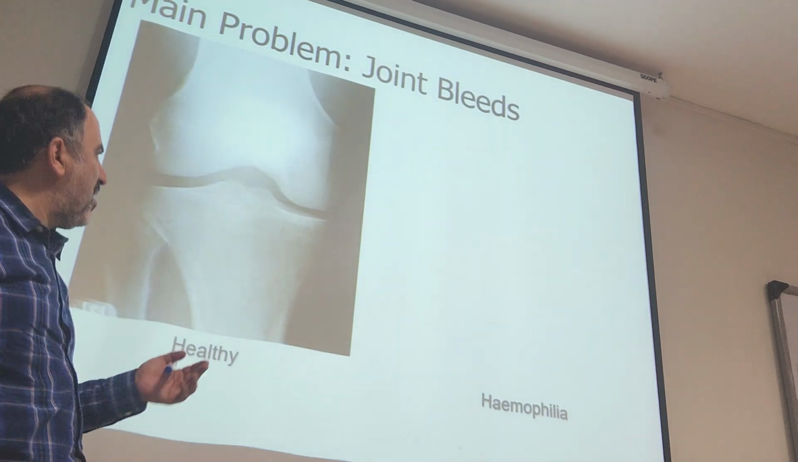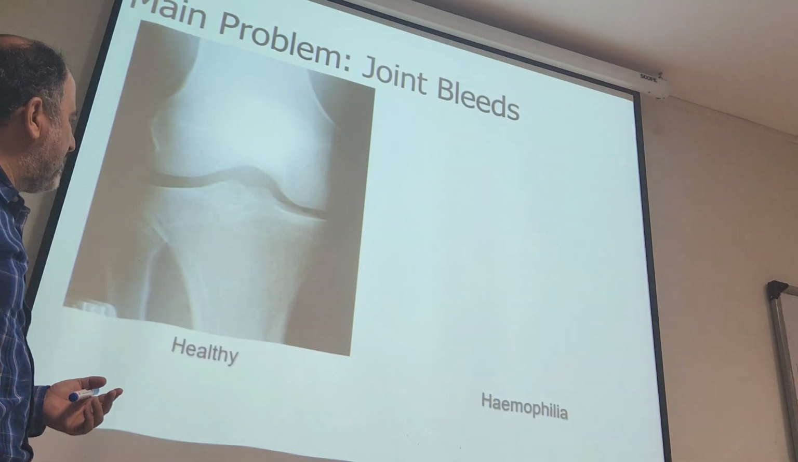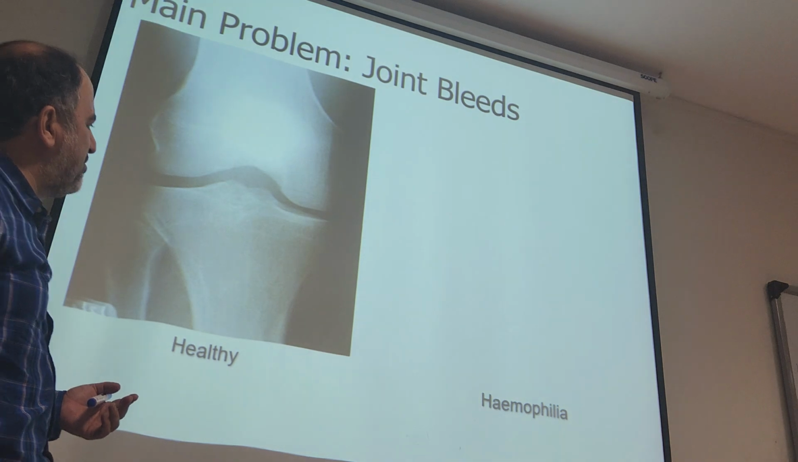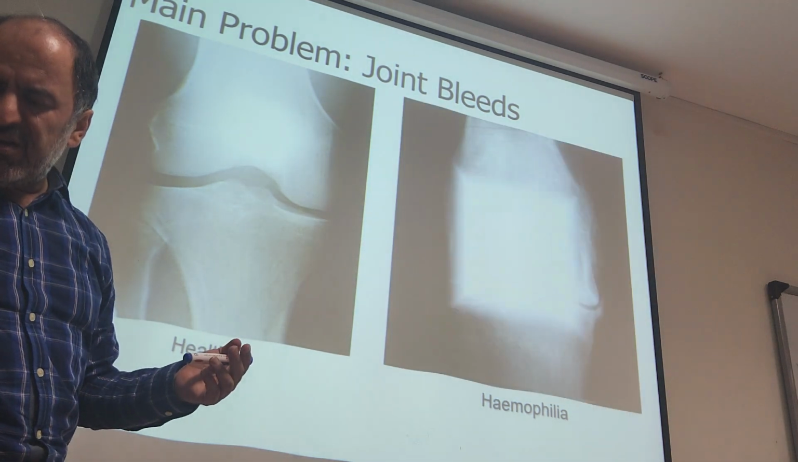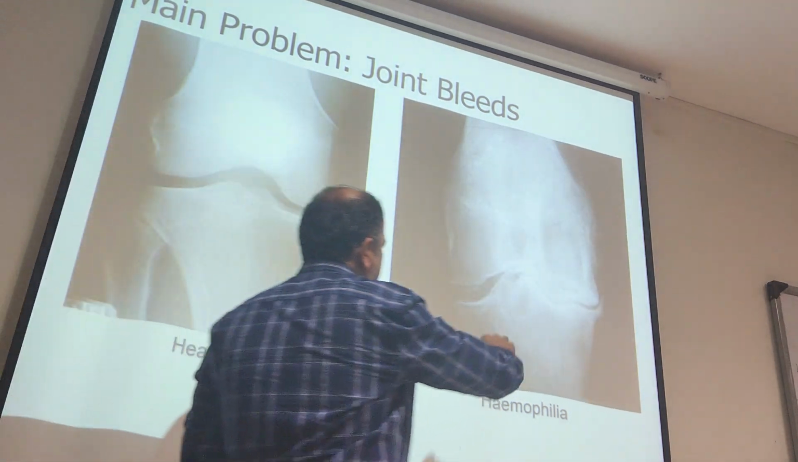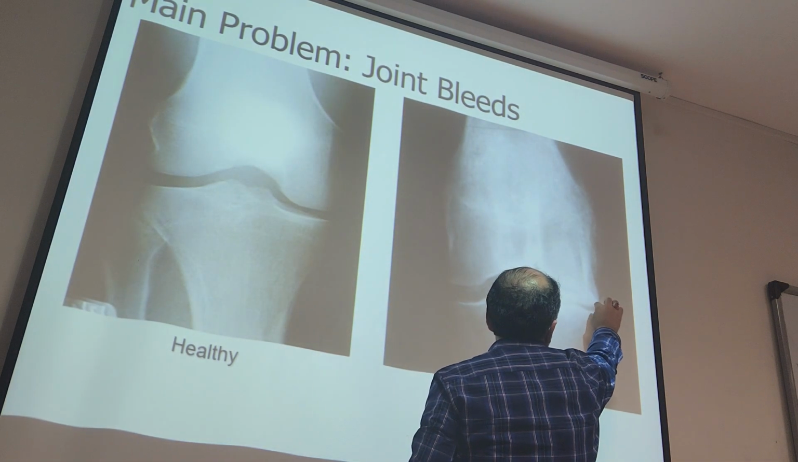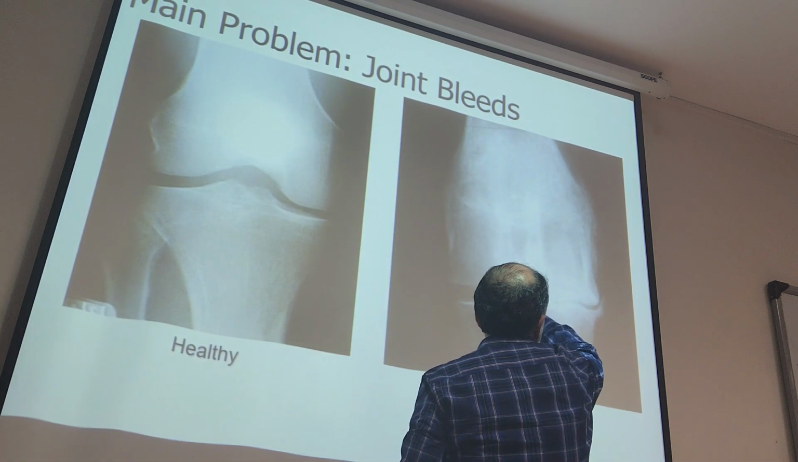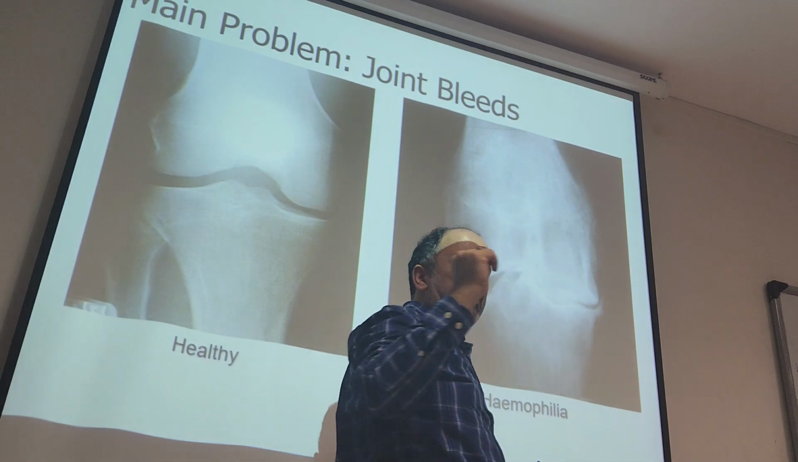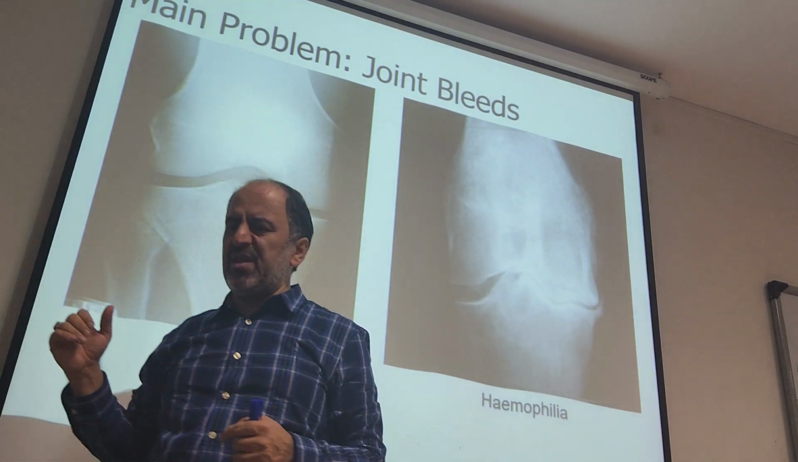This is a normal knee joint radiography picture. In hemophilia, you will see this one. The distance between the two knees is very low, and also there is a lot of fibrosis, resulting in the knee joint not flexing very easily.